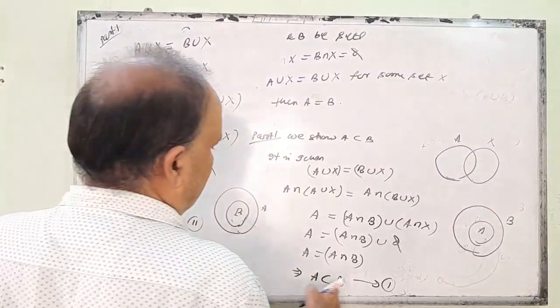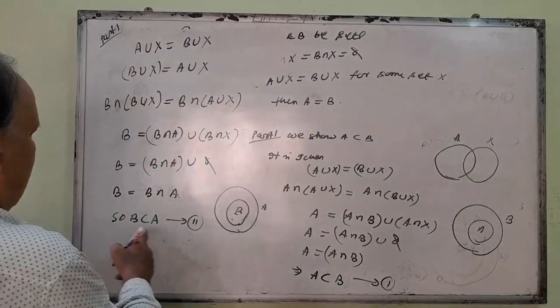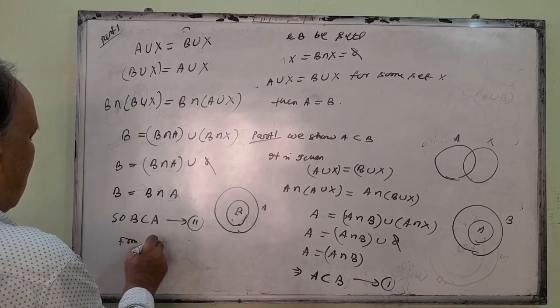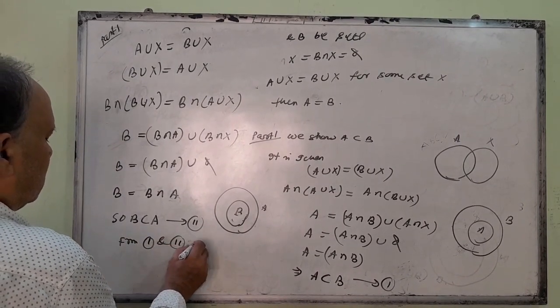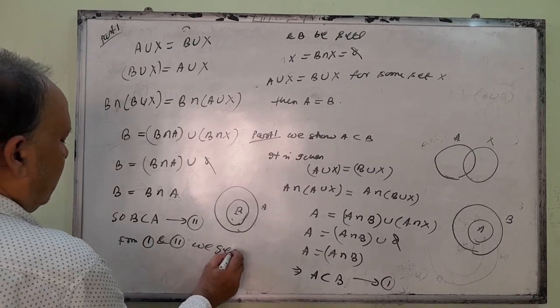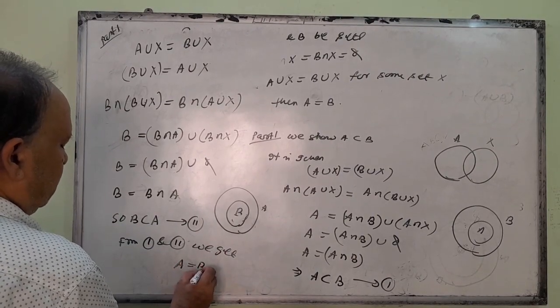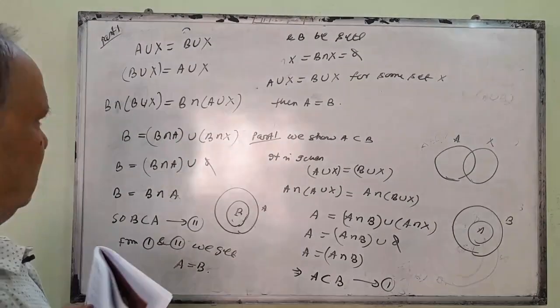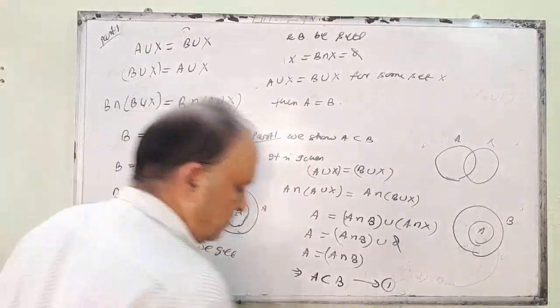From part 1 we get A is a subset of B, and from part 2 we get B is a subset of A. From 1 and 2 we get A is equal to B. This is your proof. This is your question number 5.